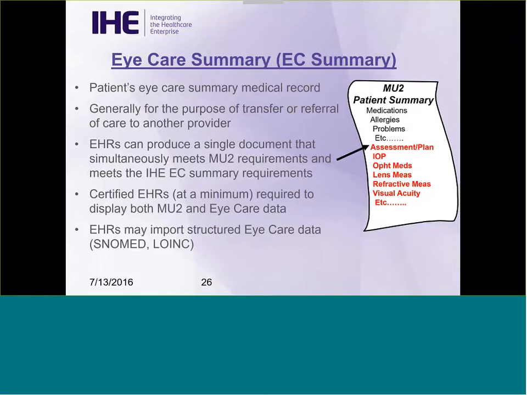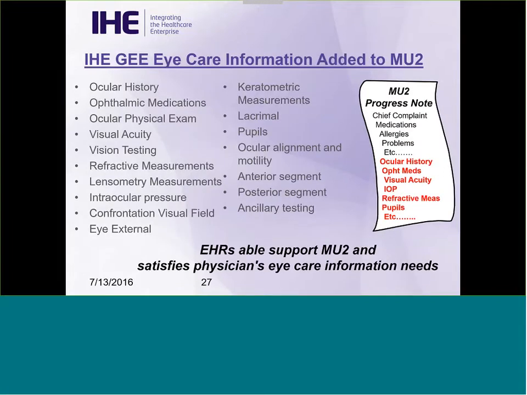Eye Care Summary, same concept. MU2 defines a patient summary, so we took that and enhanced it with the key eye care data as part of a summary record: assessment and plan, IOP, meds, things like this. So here are the eye care specific extensions that we added to G. You can see it's pretty extensive.